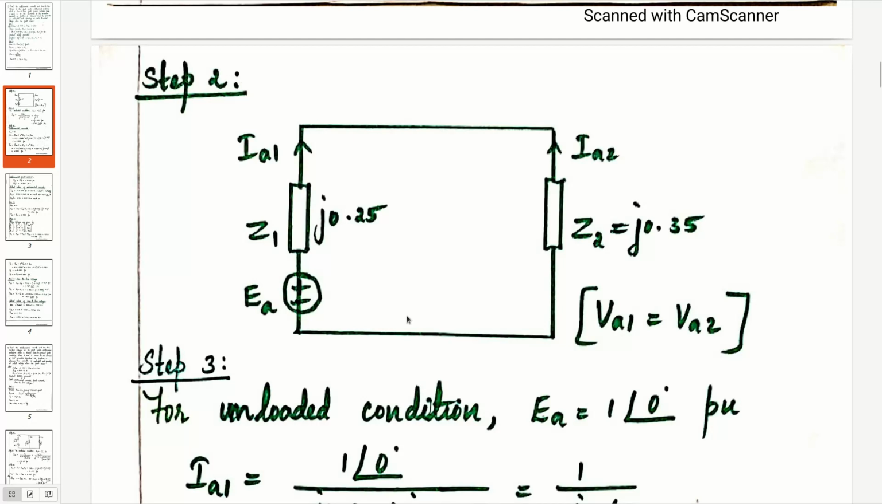Step 2, draw the combined sequence network. Since Ia0 and Va0 are equal to 0, we don't have the zero sequence network in the combined network. We have the positive sequence network and the negative sequence network in parallel, because Va1 is equal to Va2 and Ia1 is equal to minus Ia2, and I have written the values of Z1 and Z2.